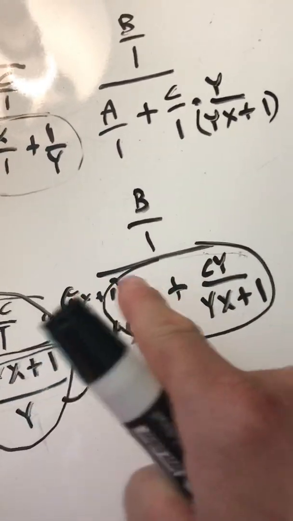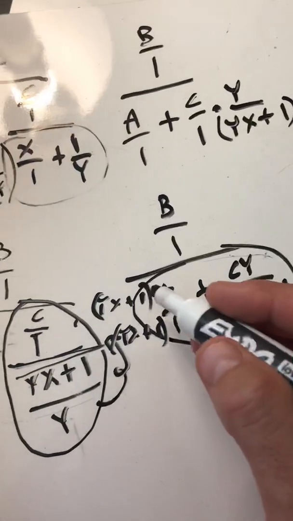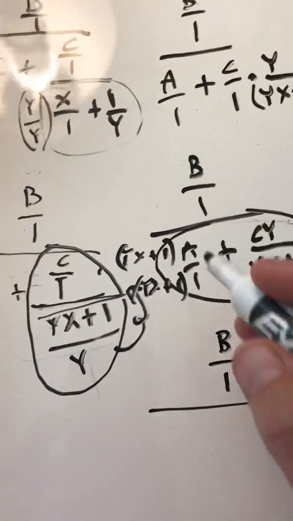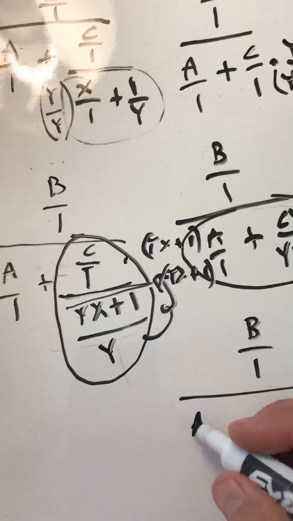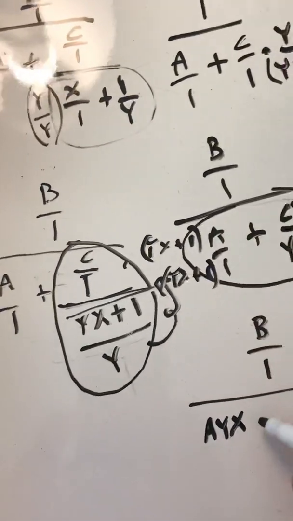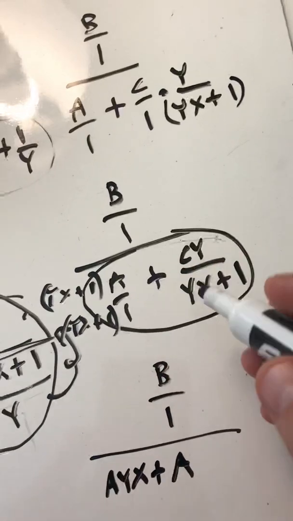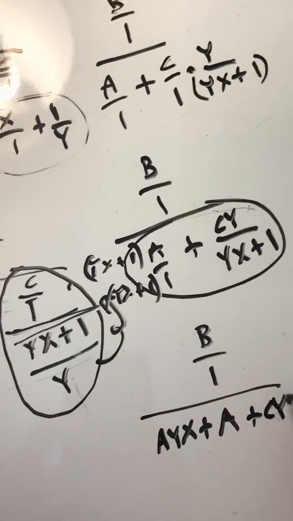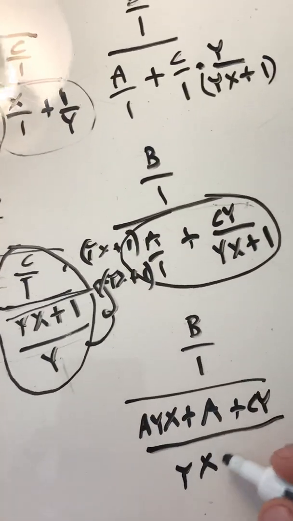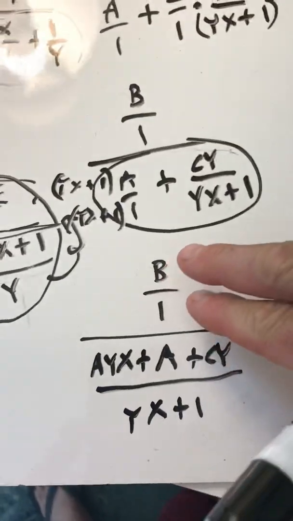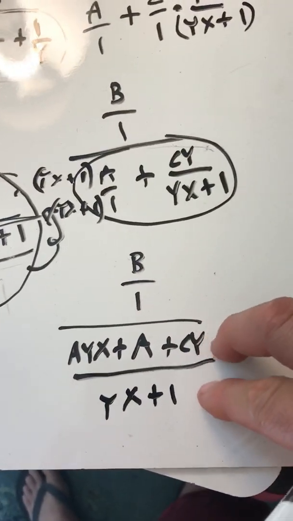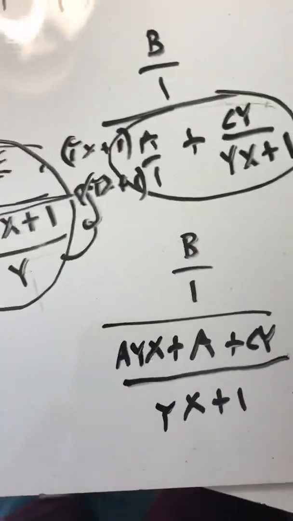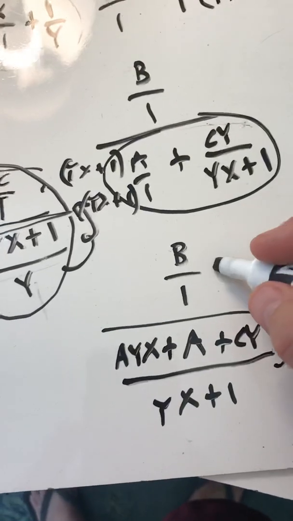And you can see that the a is going to have to be distributed to both terms. So let's do that. It's b over 1 divided by a times yx, because the a is going to go there, a times 1, a, plus cy, because they both have the common denominator now, so I can combine the numerators, plus cy all over yx plus 1. And now I have a fraction divided by a fraction. Do you see why I put each of these terms over 1, so I can clearly see that they are, in fact, all fractions? So I'm going to flip this one up and multiply.